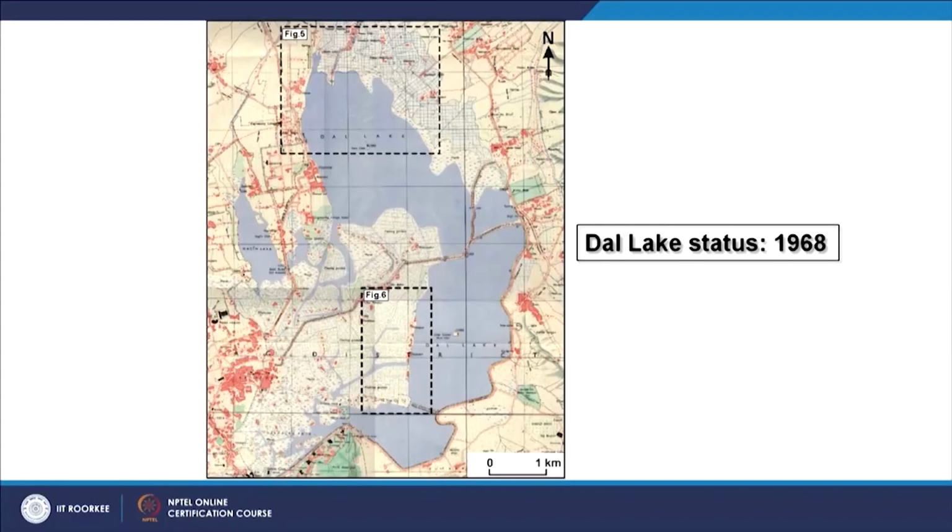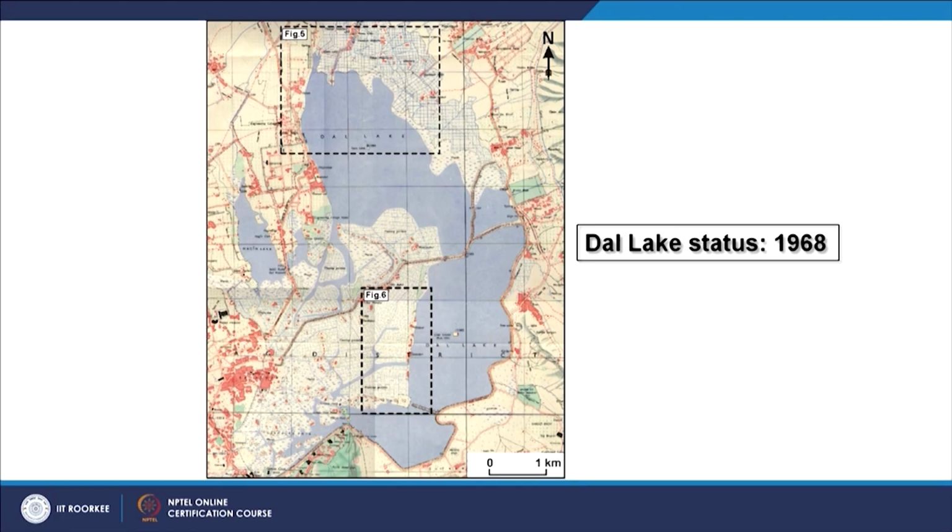Here we are going to create a new product using an image and a scanned map, and you will see the advantage. This is about the Dal Lake, which is in Srinagar, Kashmir, and we were working on a project. I will tell you a little story about how this technique was developed.